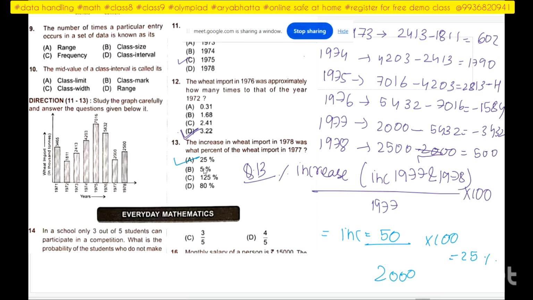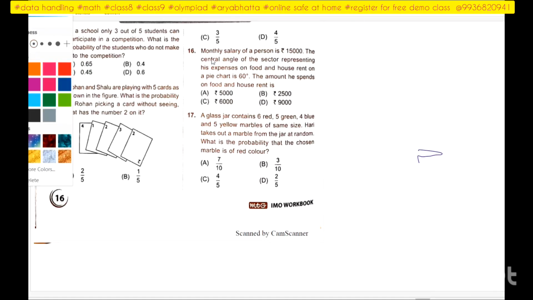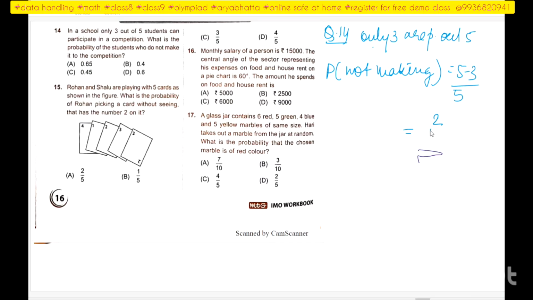Good. Next, in a school 3 out of 5 students can participate in a competition. What is the probability of the student who does not make it to the competition? So only 3 out of 5 are participating, so it is very easy. For your question number 14, only 3 are participating out of 5. So probability of not making it will be 5 minus 3 divided by 5, right? So it will be 2 by 5, or you can say 0.4 will be the probability.